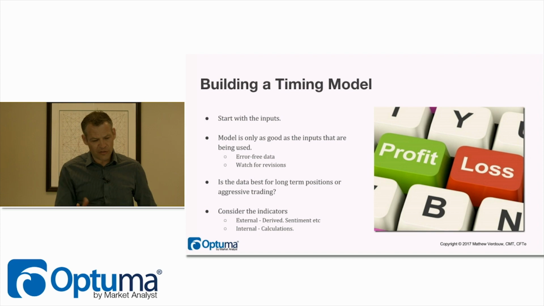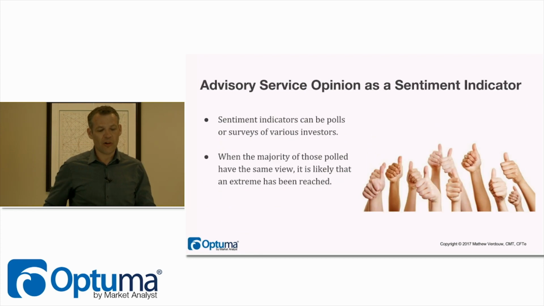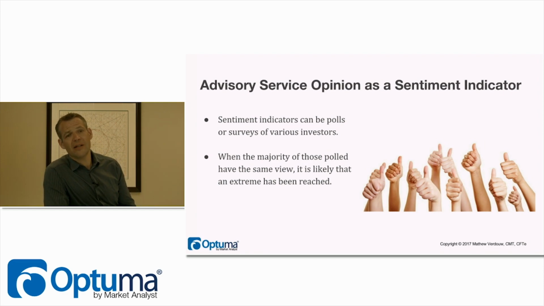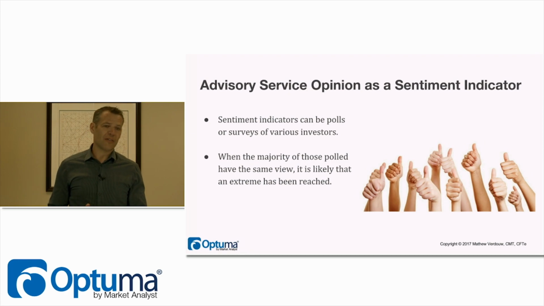And then consider the indicators: external, derived sentiment, those type of things, and internal calculations on the data or the fundamentals. All right, so there's a number of different types of indicators that Ned Davis talks about in the chapter. The advisory service opinion as a sentiment indicator is one of the classic ones. Now, they obviously use polls. They'll poll their clients, their advisors that subscribe to them, and they get a lot of research out of that. And what they found is that when the majority of those polled all have the same view, it is likely that an extreme has been reached.